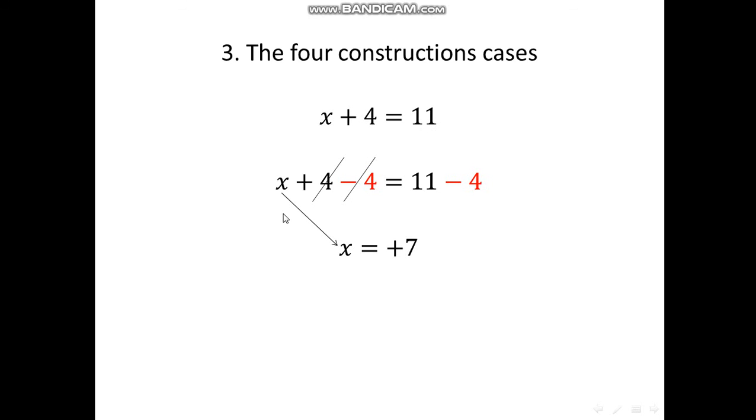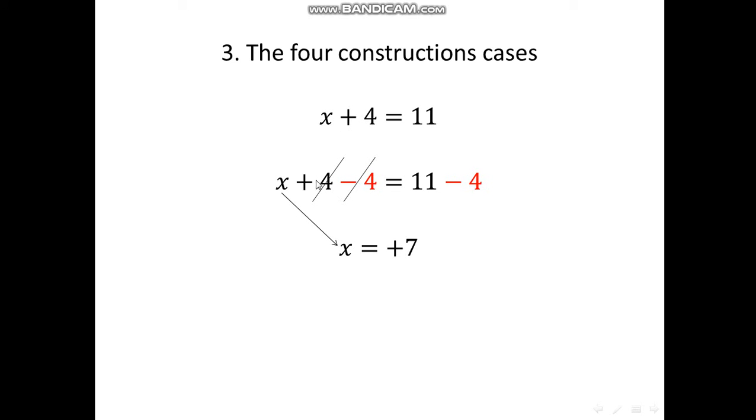Or in the detailed way, x plus 4, I have to get rid of 4. How I get rid of 4? What is the opposite operation of plus? Minus. The opposite operation of plus is minus. So I minus the same quantity. So it is plus 4, I minus 4. Why? So that I get rid of them. I eliminate them, so that I leave x alone. So that I know how much is x.